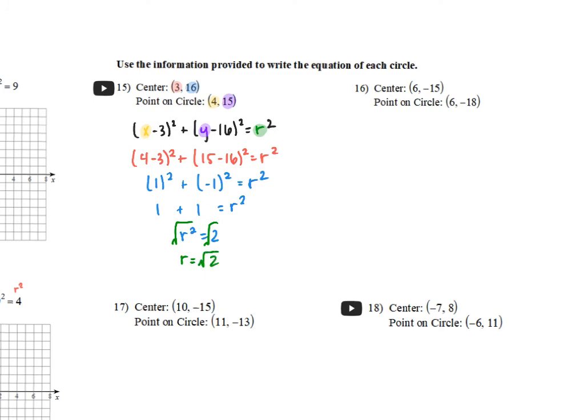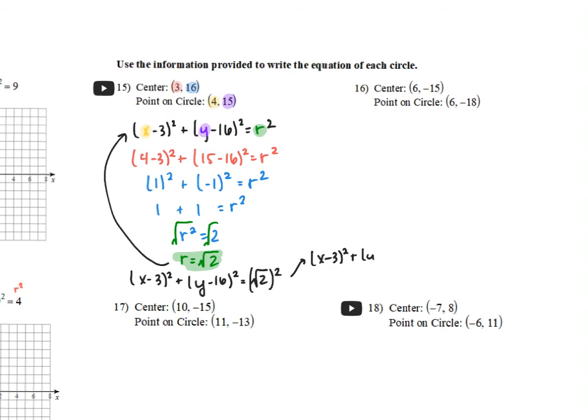So now that we have r, we're just going to take that and plug it into the equation of our circle up there. So the equation of our circle is going to be this one right here: x minus 3 squared plus y minus 16 squared equals the square root of 2 squared. Remember, when we square root, the square roots basically just cancel out. A simplified version is just going to be x minus 3 squared plus y minus 16 squared equals 2, since the square root of 2 squared is just 2.